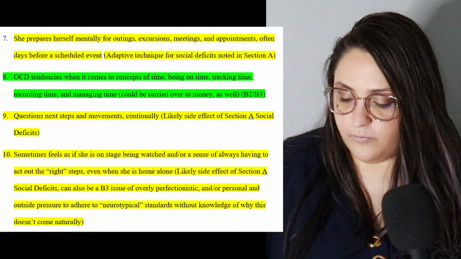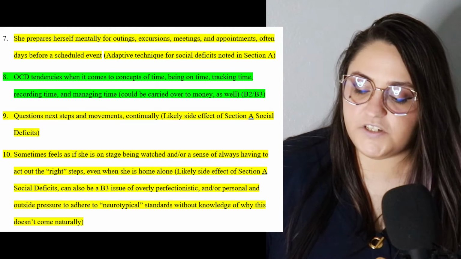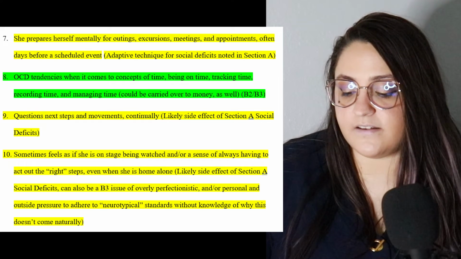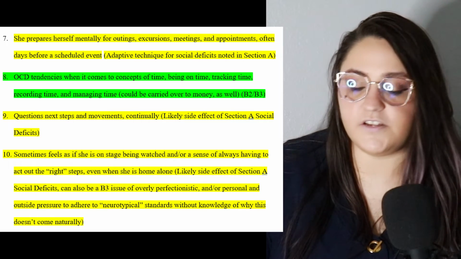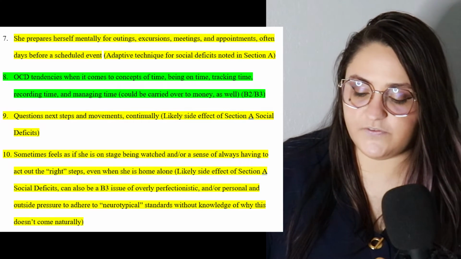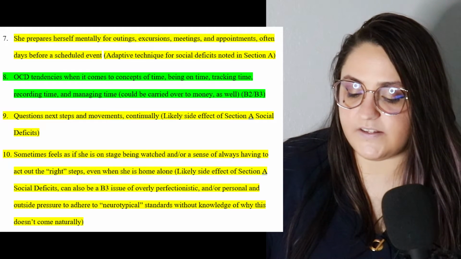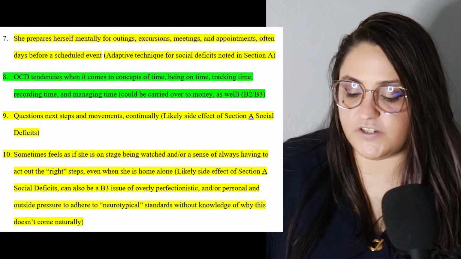I put this under B2 and B3. Questions, next steps, and movements continually. I put this one in yellow because I feel that it is a likely side effect, again, of Section A social deficits. Sometimes feels as if she is on stage being watched, and or a sense of always having to act out the right steps even when she is home alone.